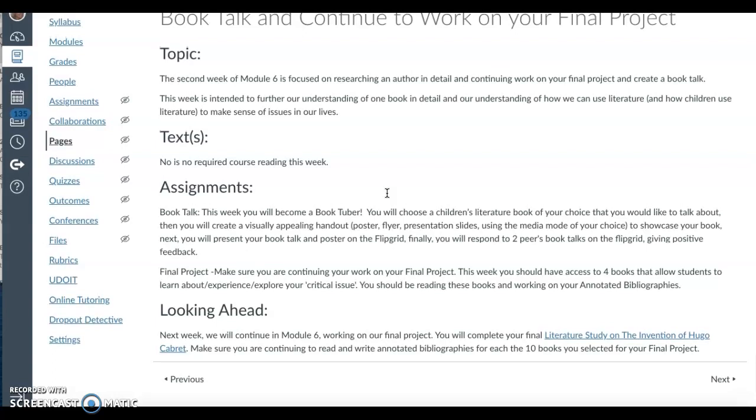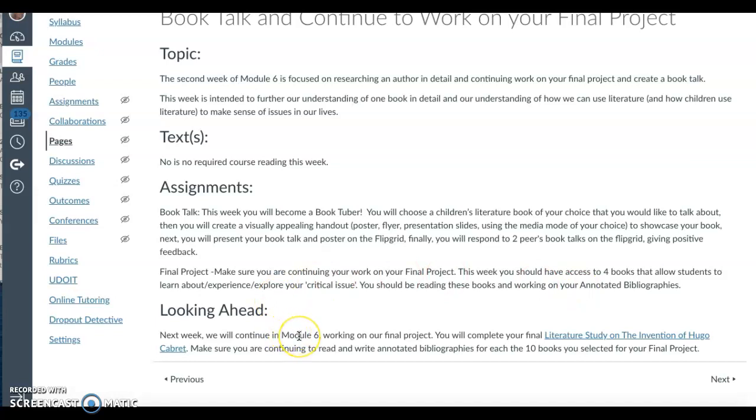For your final project, you should be at a place where you have chosen or in the middle of choosing your 4 books for your annotated bibliography. You should also be doing your research, trying to find your 2 articles that you will be using for the research purpose of the assignment.